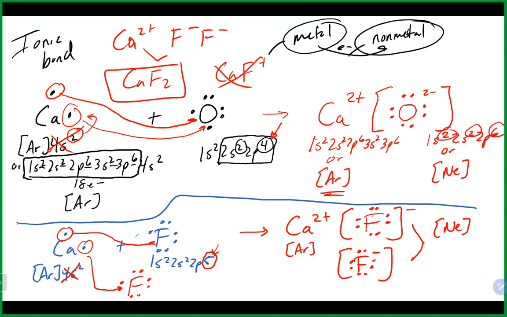So this is how we can show ionic bonding using Lewis dot symbols. And once again, you do need to make sure that there are charges on these on the back end there to indicate, again, no sharing of electrons.